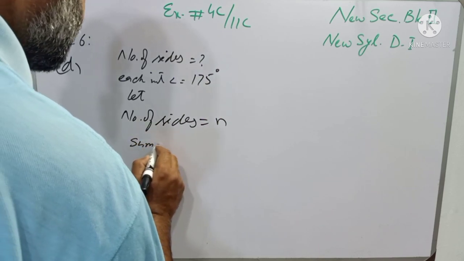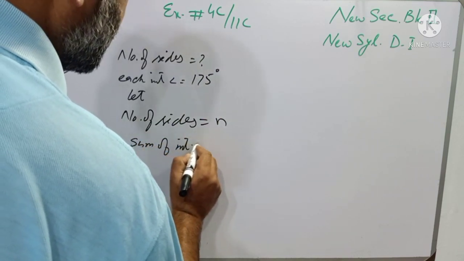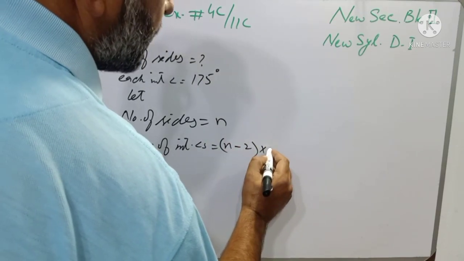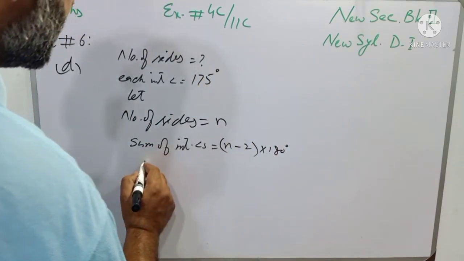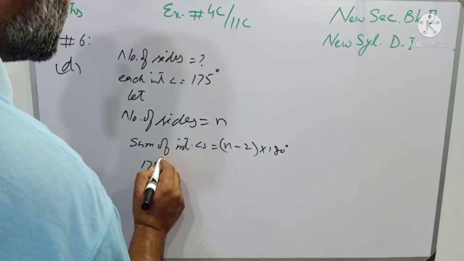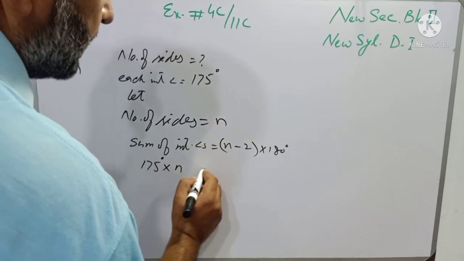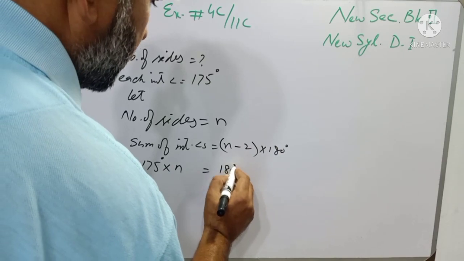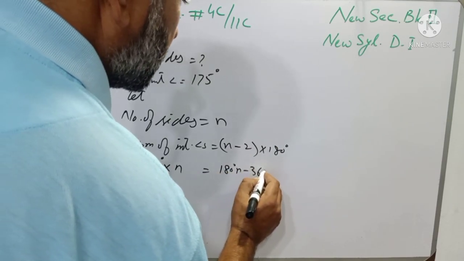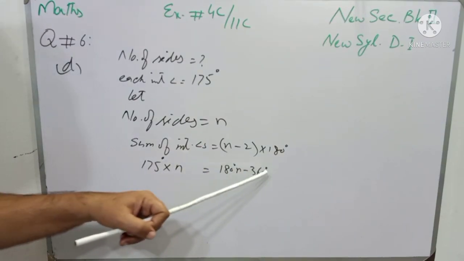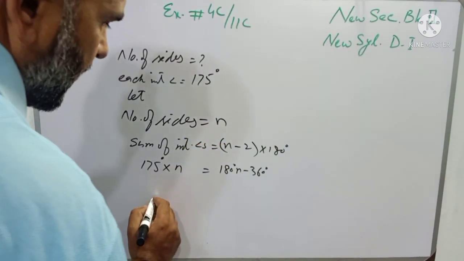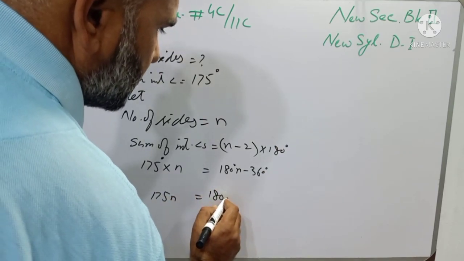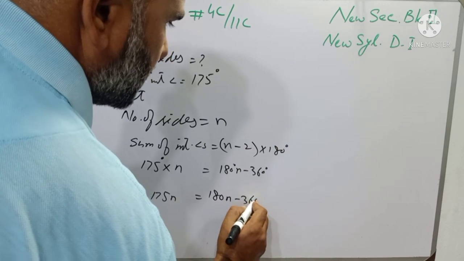Sum of interior angles is equal to (n minus 2) into 2 right angles or 180 degrees, and each interior angle is 175, and the number of sides is n, so 175 degrees n is equal to 180 degrees n minus 360 degrees, and all the three terms have degrees, so degrees will be cancelled, and it is written as 175n is equal to 180n minus 360.